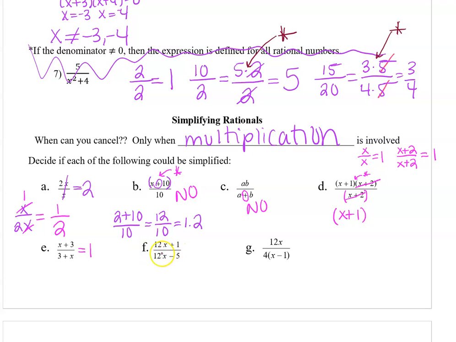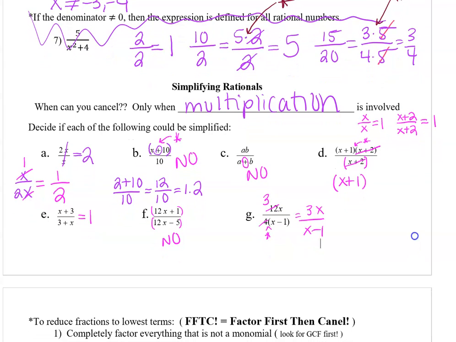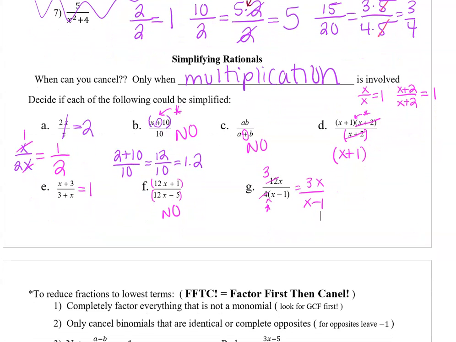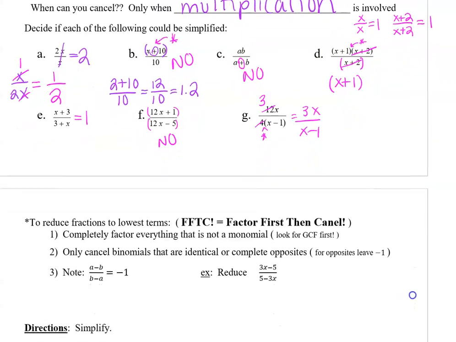F, I can't reduce any further. These are glued together. You can't cancel those 12s. And lastly, G, there's multiplication in the top, there's multiplication in the bottom, so I can reduce the 4 with the 12 and get a 3, and that would reduce to 3x over x minus 1. So that's how we reduce those, or that's how we simplify rational expressions. When we can, when we can't.